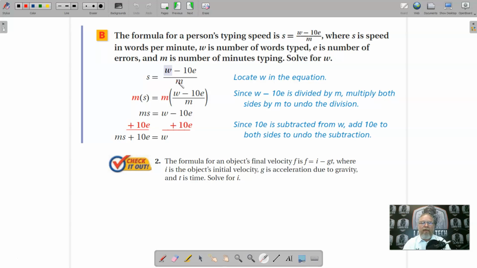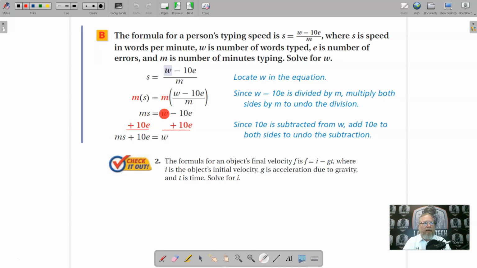So in order to get rid of a fraction, let's multiply by the denominator. So we're going to multiply both sides by the denominator M. We see that here and here. The M's are going to cancel each other, leaving us just with what's in the numerator, W minus 10E. We see that right here. And M times S becomes MS.